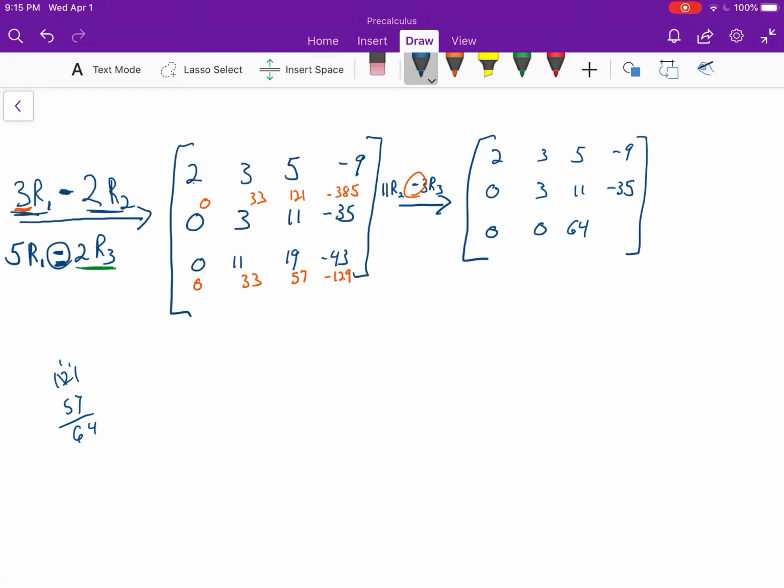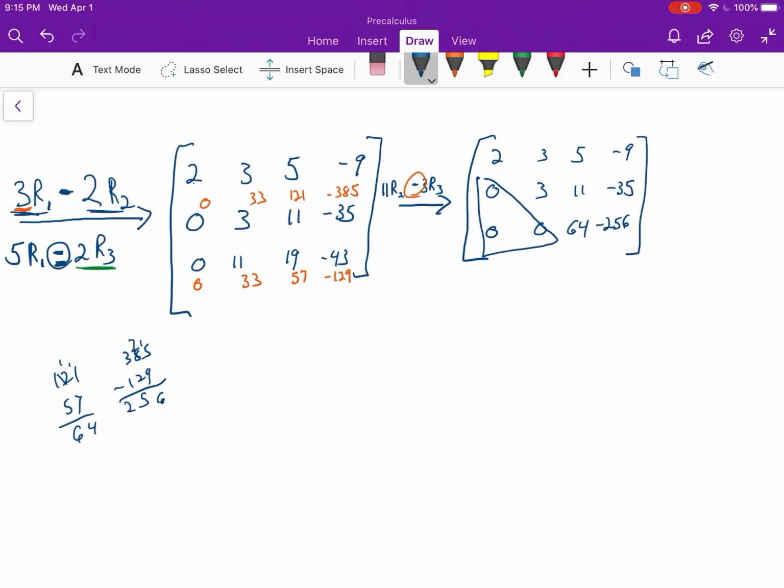And then this is negative 385 minus negative 129. So it's going to be plus. So we have to do 385 minus 129. That is going to be 256, but it's going to be negative 256. My guess is most of you would have just done that on your calculator, and that is okay. All right, we have it in echelon form. We have our 3 zeros here.